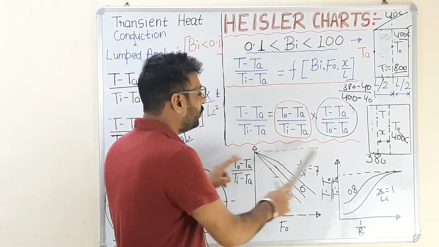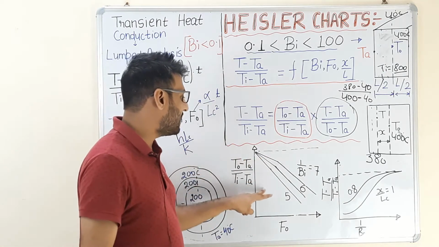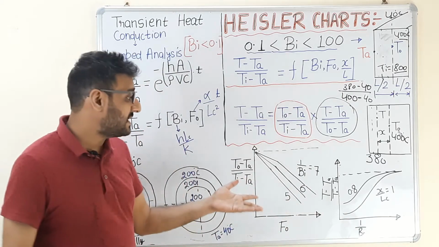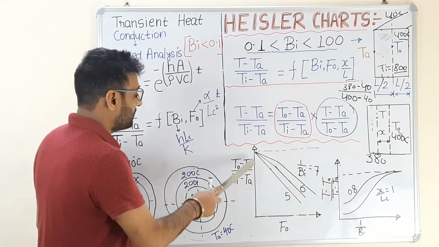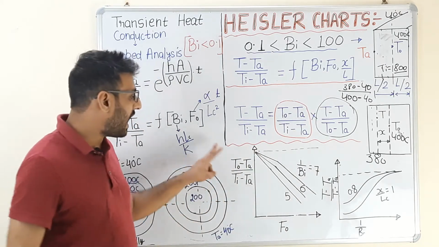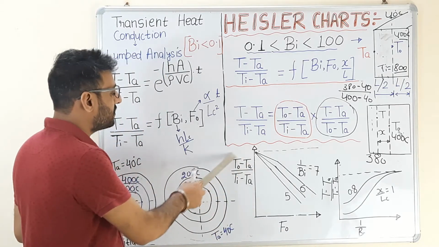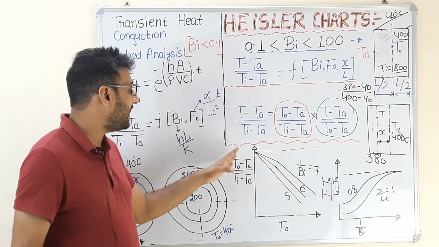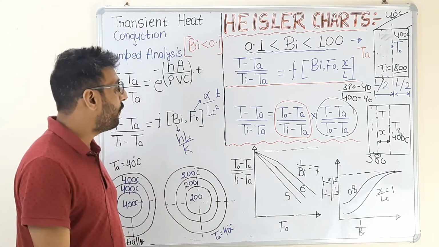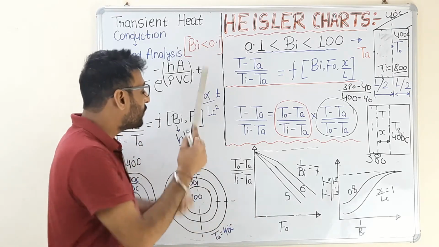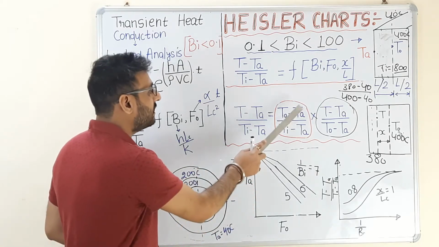There are basically two types of Hassler chart. The first one is the main Hassler chart and the second type is the corrective Hassler chart. The first Hassler chart is a graph between Fourier number and the temperature distribution, T naught minus Ta divided by Ti minus Ta. What is the significance of this chart? From this chart we can determine the value of this factor.